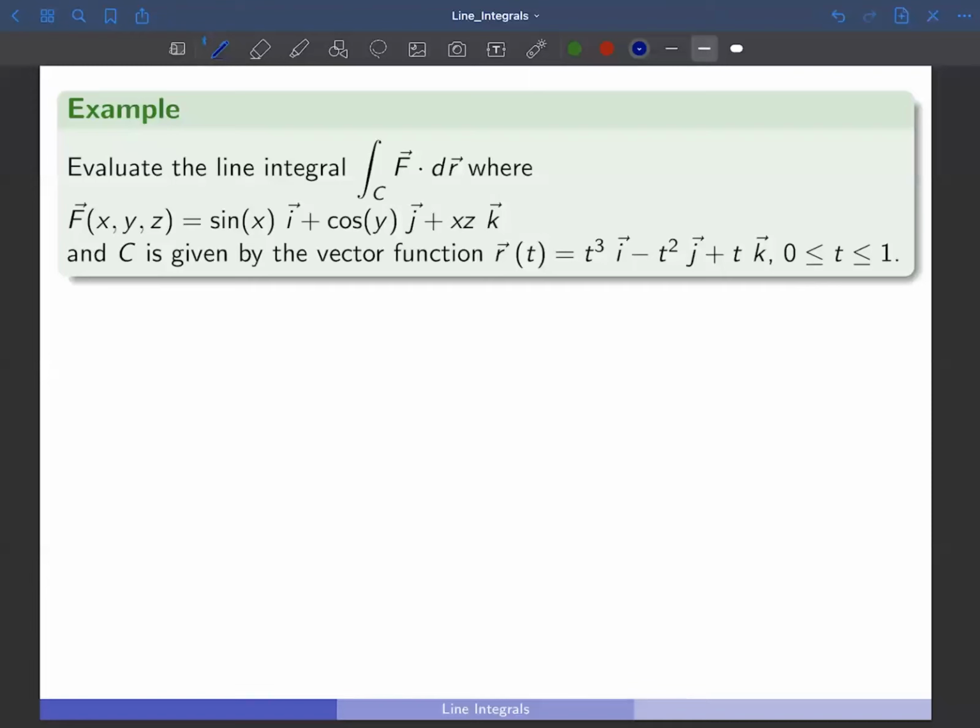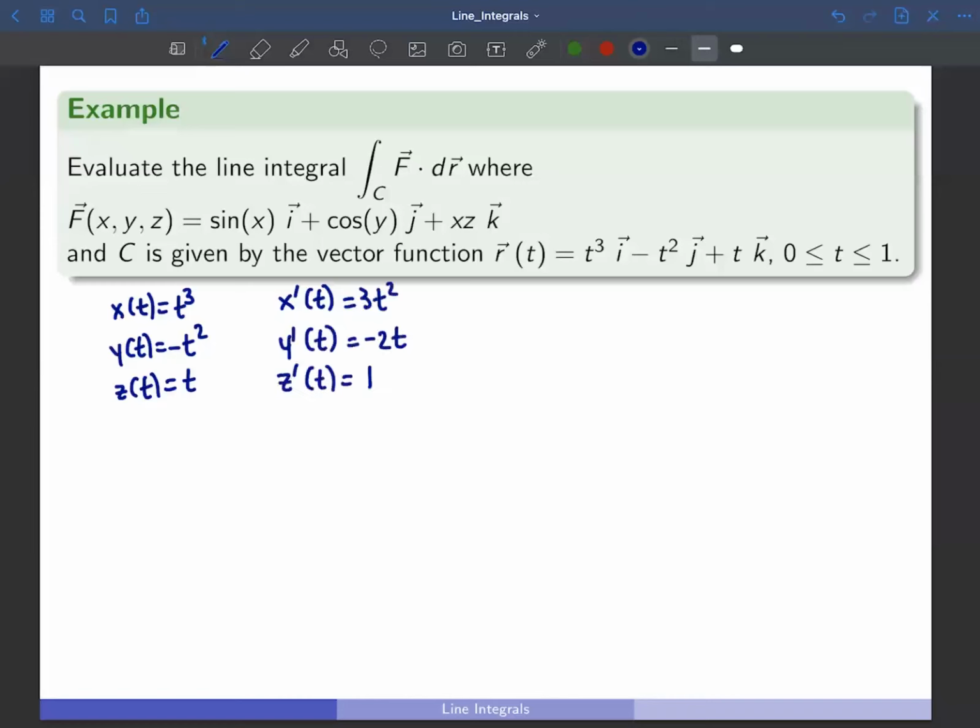From the vector function, we get that x of t is equal to t to the third. Then y of t is equal to negative t to the square, and z of t is equal to t. So from that, we can get that the derivative of x with respect to t is equal to 3t to the square. The derivative of y with respect to t is equal to negative 2t, and the derivative of z with respect to t is equal to 1.